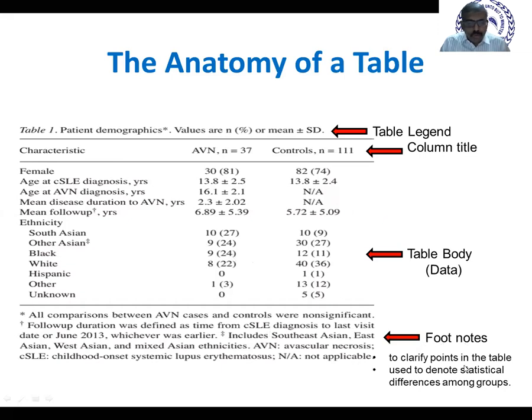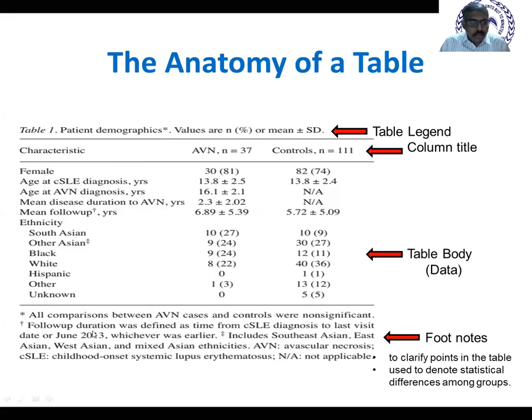So in the footnotes you can put two things: the abbreviations used in the table. Here you can see that AVN means avascular necrosis, CSLE means childhood SLE, NA means not applicable, not available. You have to put all the abbreviations used in the tables, and you can also say anything else that is significant.